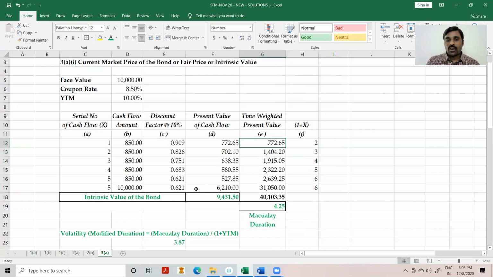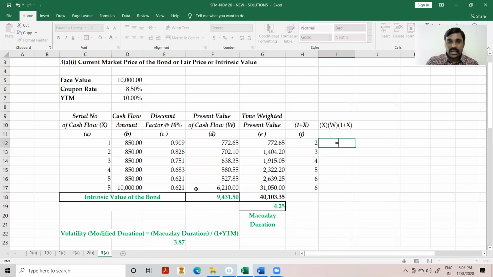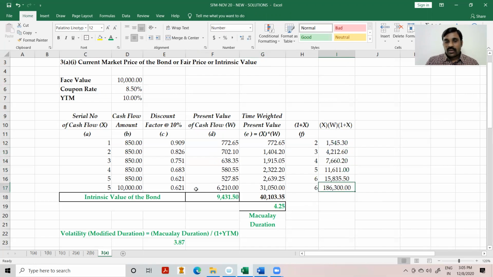Okay, thereafter, what do we do? Already we have X into W. Present value of cash flow is nothing but W. So what we are doing is X into W into 1 plus X. E is equal to X into W, which we have already done. Now our duty is to multiply this X into W with 1 plus X. So this will be 1543. Next. We'll do it as simple as that.